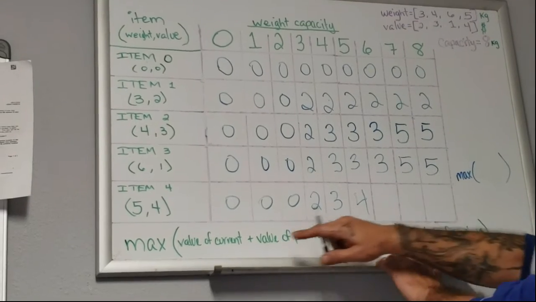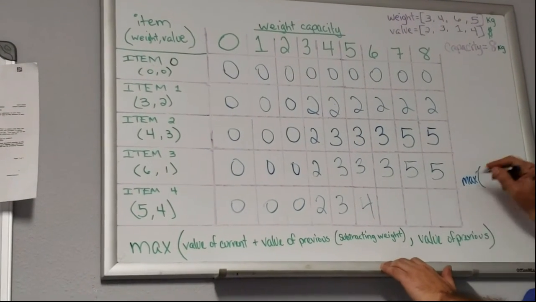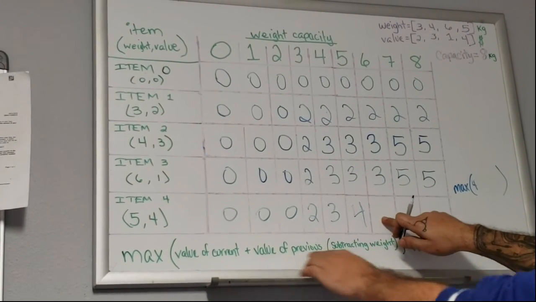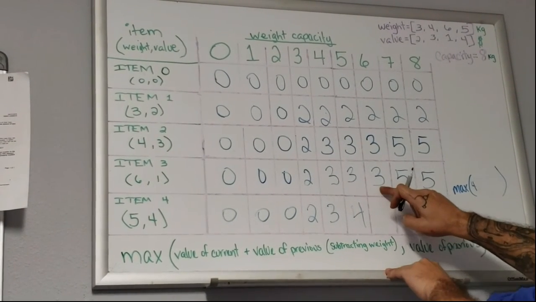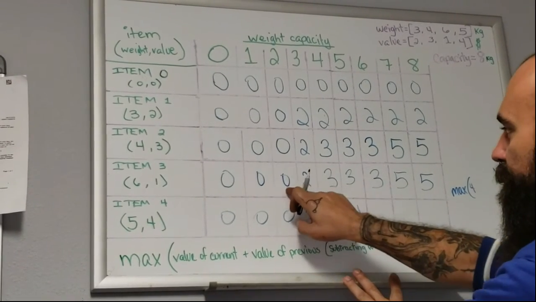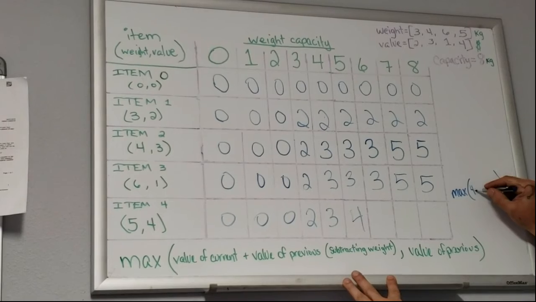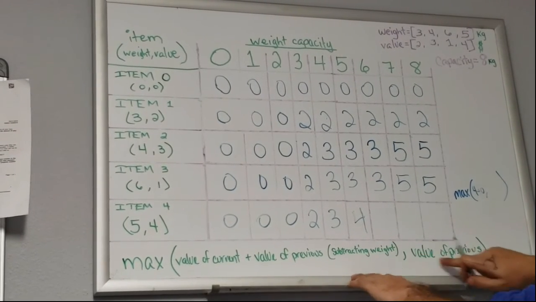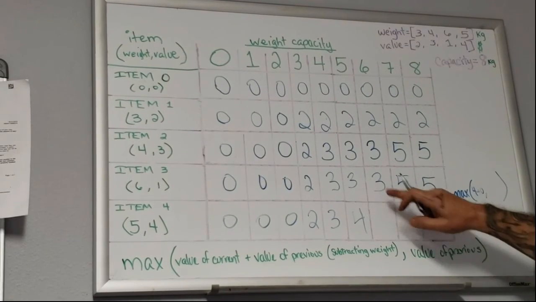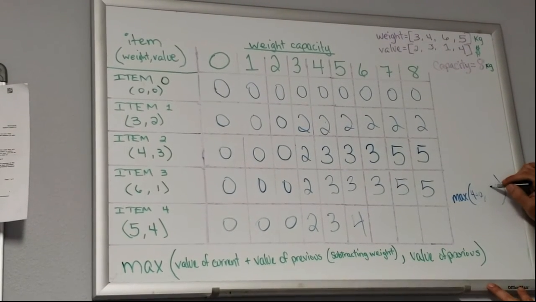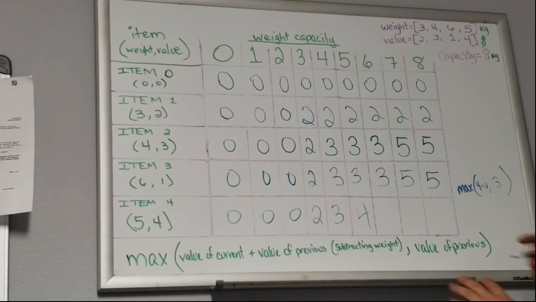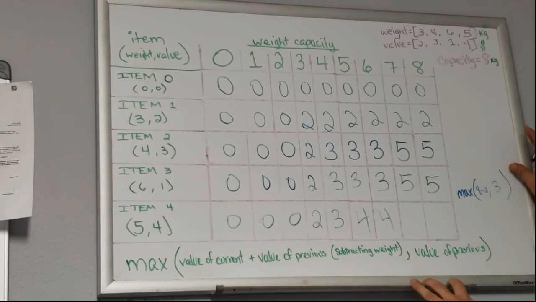Okay, last 3. So let's take the value of the current. The value of the current is 4. All right, we want to find the value of the previous, so we're going to refer to the row above. We're going to subtract that weight off of there. 1, 2, 3, 4, 5. We're going to add 0 to this. Our previous value, remember, our previous value is just the value above, and 3. The max between 4 and 3 will be 4.